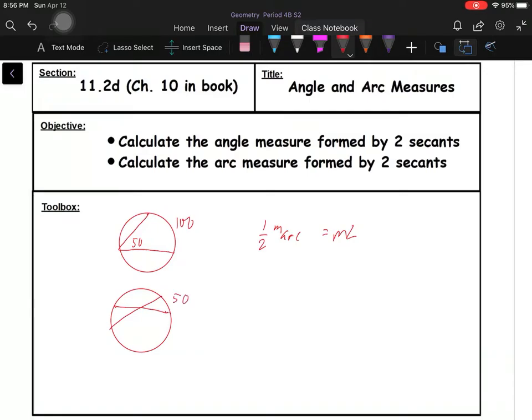So if we call this 50 and let's call that 70, then it's half the measure of arc plus the measure of arc equals the measure of the angle. So 70 plus 50 is 120. Cut that in half, so that angle would be 60 degrees.